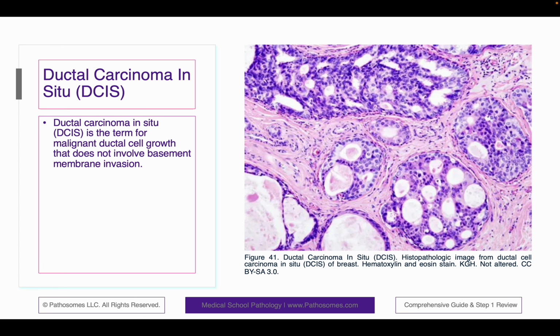Now, ductal carcinoma in situ. What is that? Ductal carcinoma in situ, or DCIS, is the term for malignant ductal cell growth that does not involve basement membrane invasion. To the right here, we can see a histopathologic image showcasing ductal carcinoma in situ. Notice how the basement membrane has not been invaded.